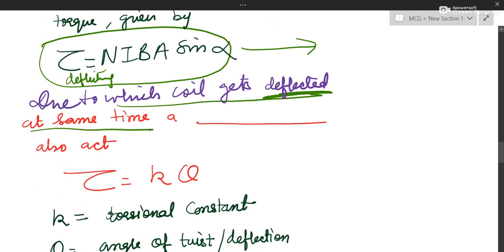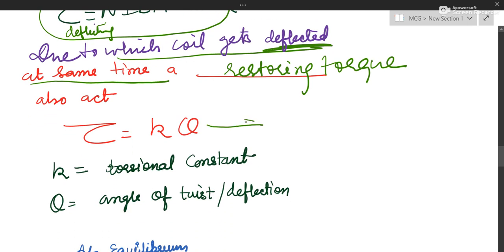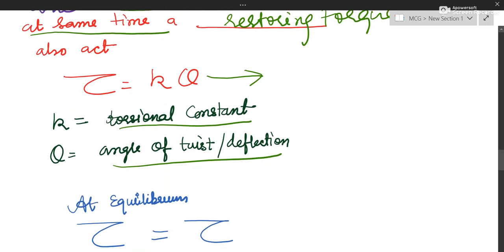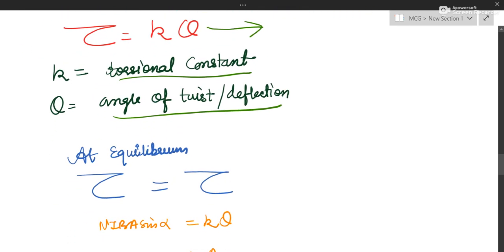Now at the same time, a restoring torque also acts. One torque is deflecting, one torque is restoring. Restoring torque is given by this formula, which we have done last year in 11th. Torque is equal to K into theta. Now what is K? I told you it is torsional constant. What is theta? Theta is the angle of deflection, 30 degree, 40 degree, like that. So this is your restoring torque.